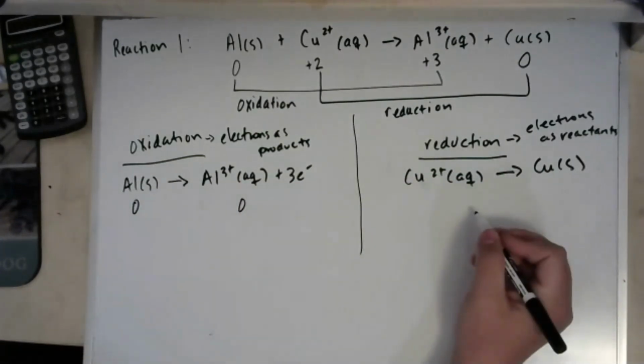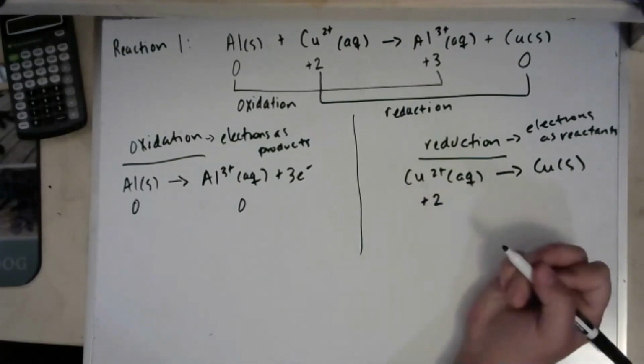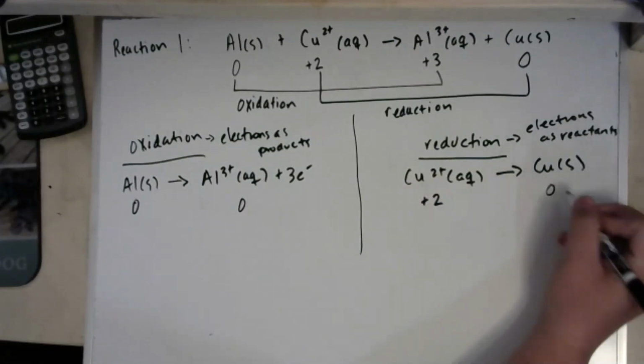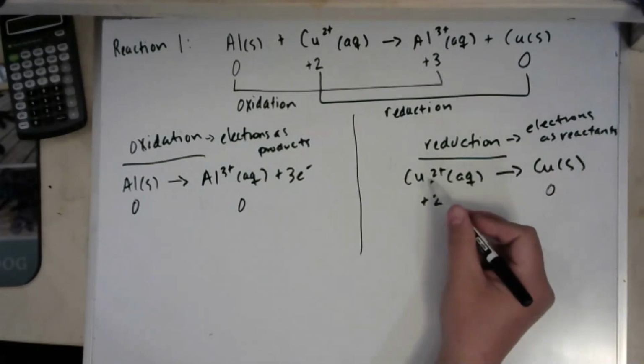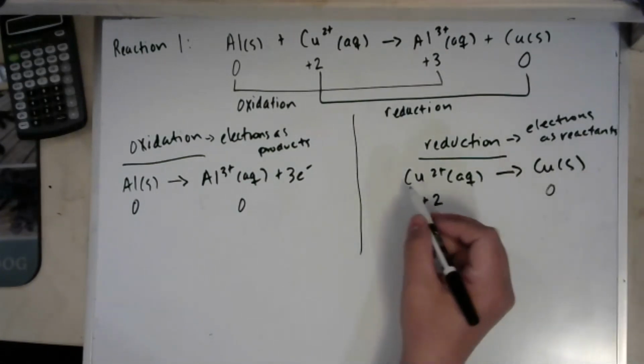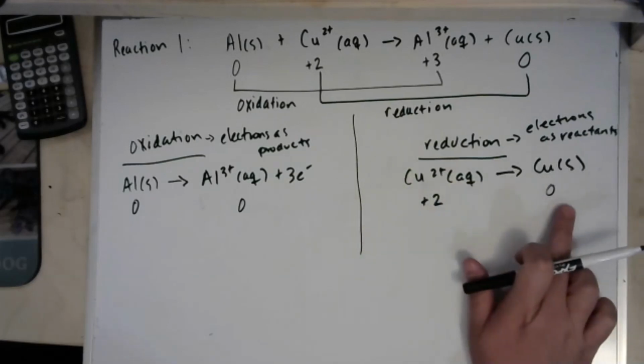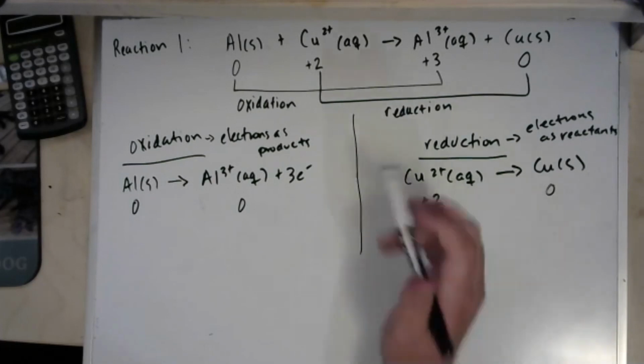Okay, now I'm going to do the same thing over here. I have a +2 charge for my copper ion, and a 0 charge for my copper solid. So I'm going to add 2 electrons to my reactant side, so I get the same charge as my product side.